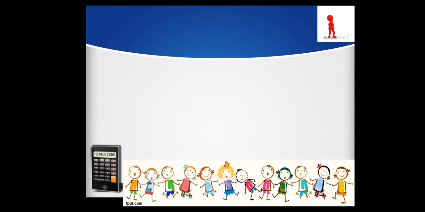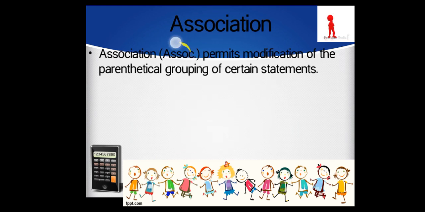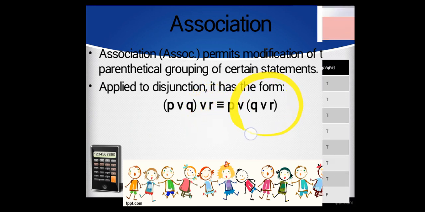The second rule of replacement is all about association. Association, or assoc, permits modification of the parenthetical grouping of certain statements. Applied to disjunction, it has the form, disjunctions muna po tayo. For disjunction, we have the quantity of P or Q or R is equivalent to P or the quantity of Q or R.